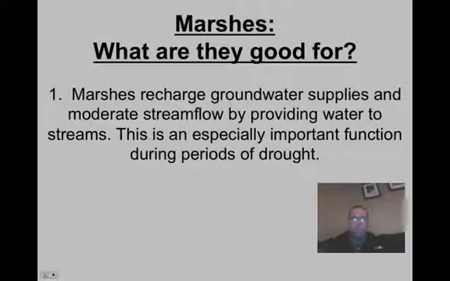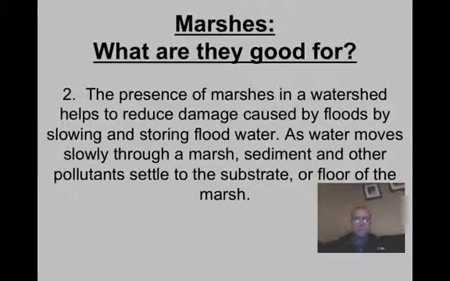They recharge the groundwater with moderate stream flow by providing water to streams. So if it's a dry time and the stream is getting low, marshes in that area will actually release some of that water to the stream to keep the water levels up during periods of drought. Marshes also reduce damage caused by flooding by slowing down and storing flood water and then releasing it as needed, sort of. So kind of like a big sponge. All wetlands are really good for that.